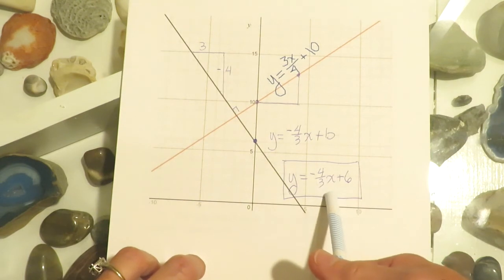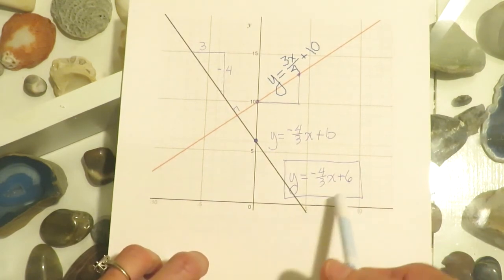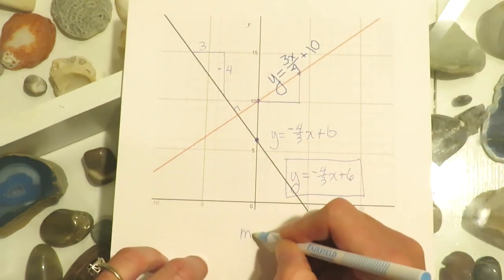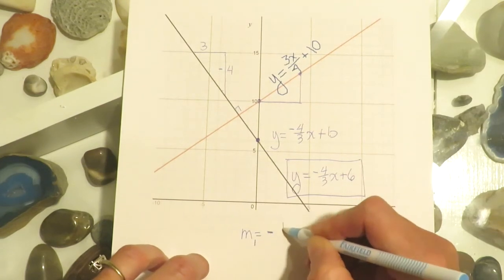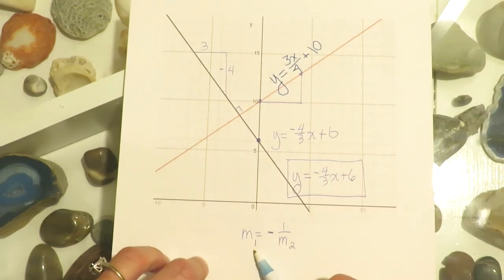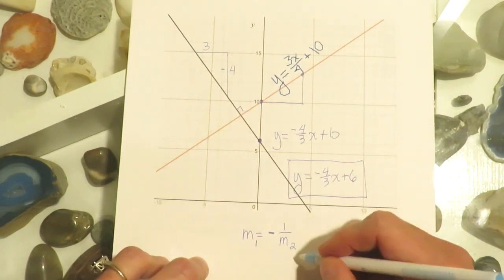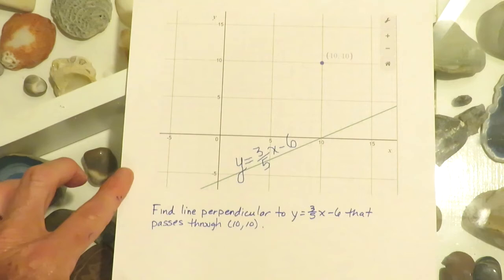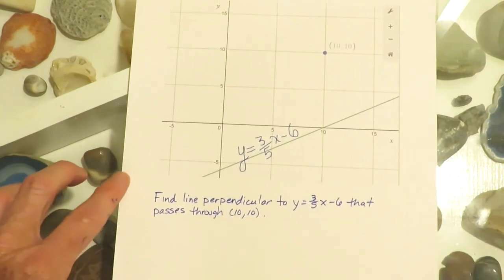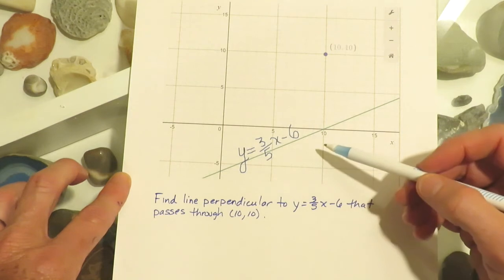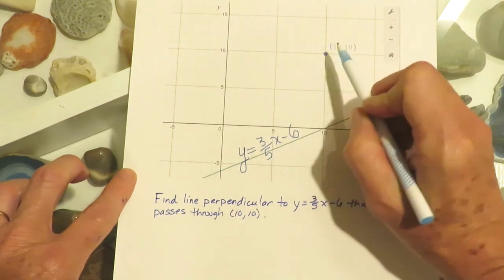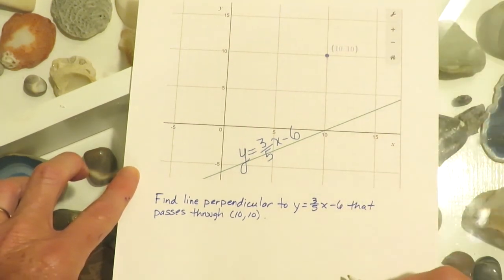Now this negative 4/3 x plus 6 is perpendicular to any line whose slope is 3/4. In order for lines to be perpendicular, their slopes have to be opposite and reciprocals. So the slope of one line is equal to -1 times the reciprocal of the other one. So if we had an example, notice I have that same line I was working with before, but this time we want a perpendicular line to this line going through the point 10, 10. So we're still going to go through that same point, but we're going to find a line perpendicular to it.